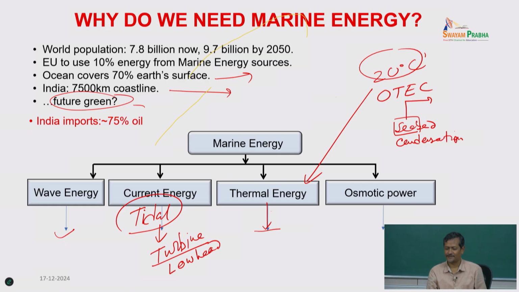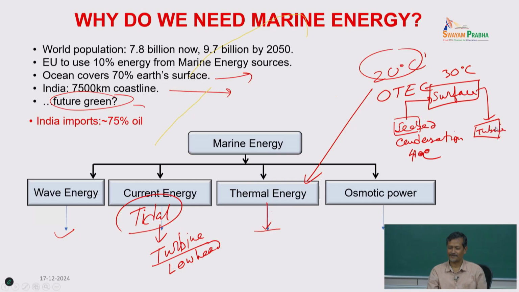Then condensation to boiler, boiler means surface, sea surface you are going. So, condensation is happening at 4 degree centigrade, and the surface water temperature is about 30 degree, okay. Then it boils and goes to the turbine. From the turbine what will happen? Again you are sending that low pressure steam to your condenser. So, the cycle will be going on. That cycle is actually the Rankine cycle, okay.